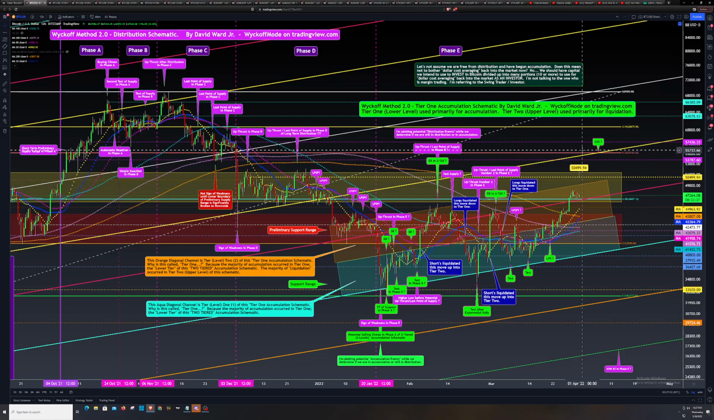55,500 would be just above my 2.36, where we'd be hitting just at the lower boundary of this trading range right here. This distribution was a two-tiered, two-level distribution schematic, but we call it a tier 2 distribution schematic because most of your distribution occurred up here in tier 2. Tier 1, the lower level, is where most of your liquidation occurred. Liquidate longs here, now liquidate shorts here.